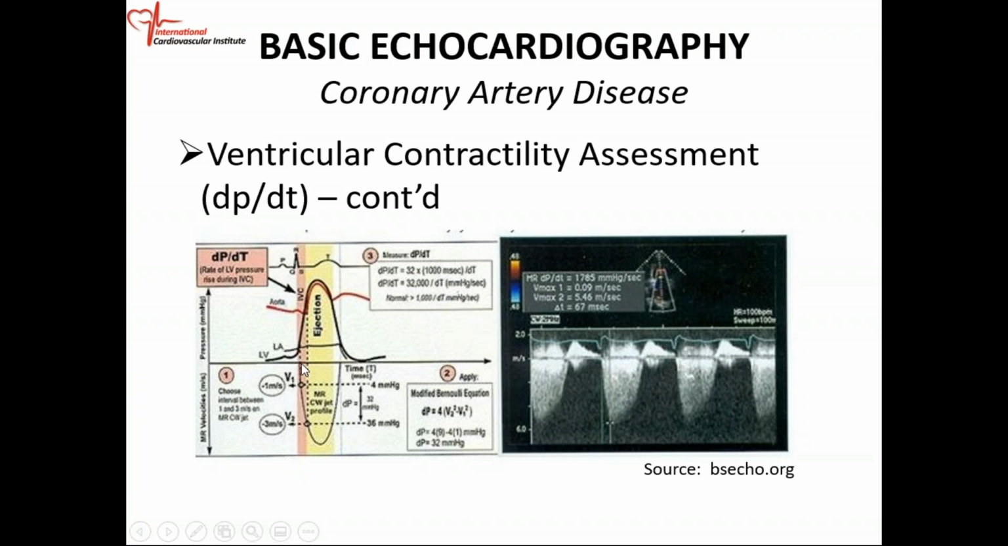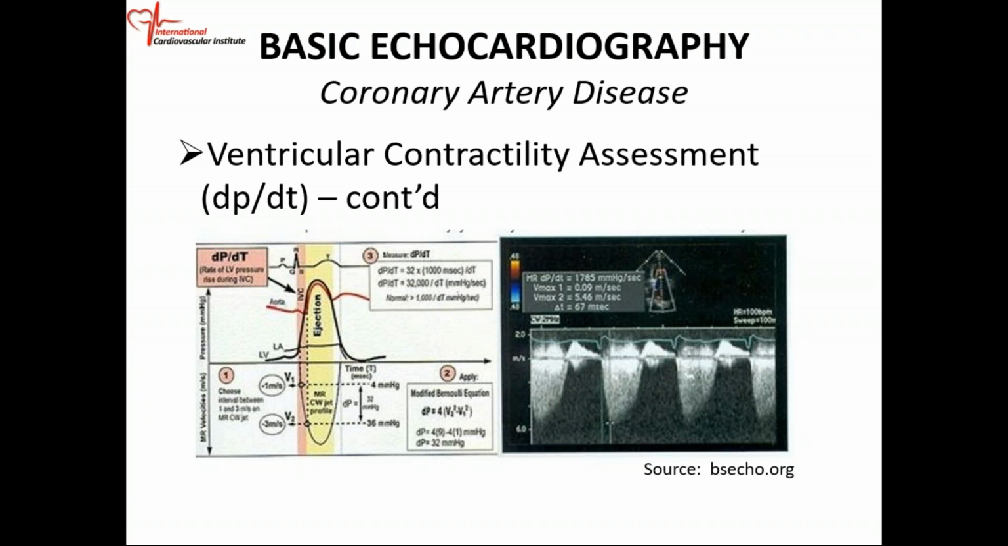And if you can measure this time, then that's your dPdt, change in pressure with respect to time, because the pressure is going to change from 1 meter per second to 3 meters per second. That change in pressure is 32. So you're going to convert the velocity at 1 meter per second into a pressure gradient, and at 3 meters per second you're going to do the same thing.